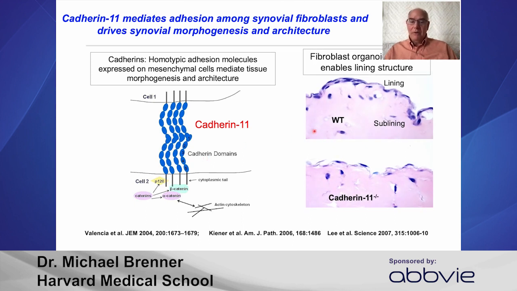And in vitro, if we culture synovial fibroblasts from a wild-type mouse, we can grow a lining-like structure in this synovial organoid in vitro. But if we use fibroblasts from Cadherin 11 deficient mice, you can see the lining structure doesn't form normally. The same is true in vivo in mice. The synovium is very hypoplastic if they lack Cadherin 11.